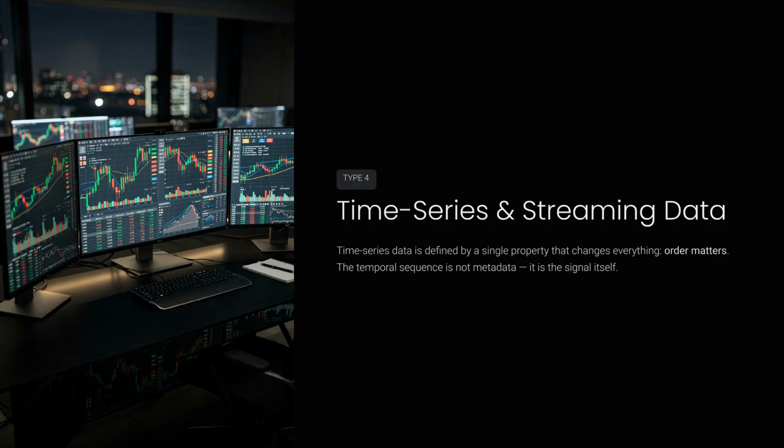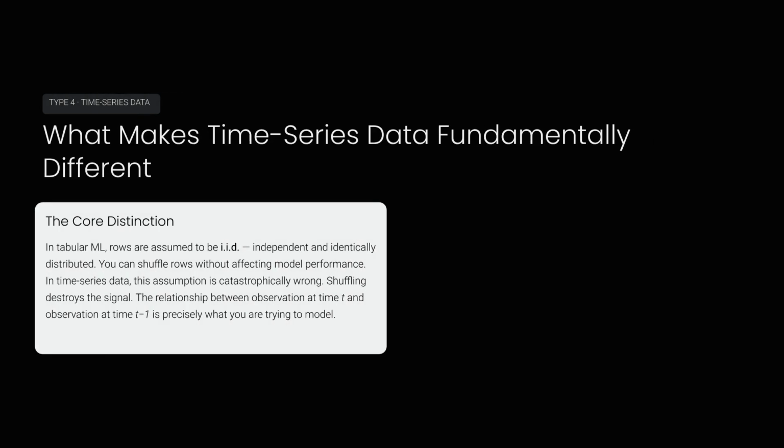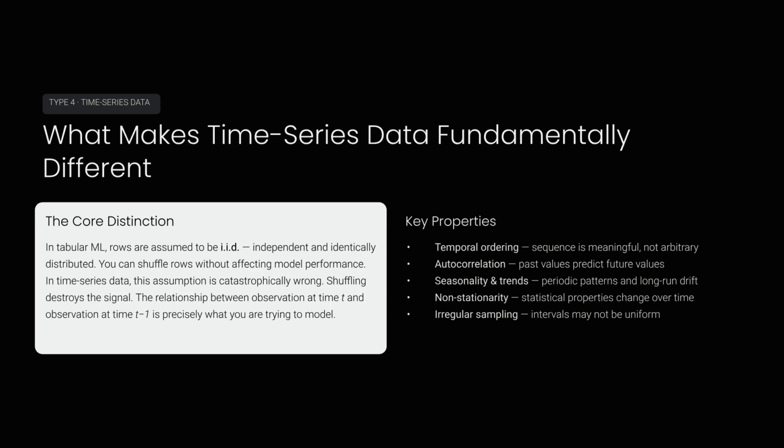This data is uniquely defined because order matters. The temporal sequence is the signal itself, not just metadata. Time series data is fundamentally different because shuffling destroys the signal. Key properties include temporal ordering, autocorrelation, seasonality, non-stationarity, and irregular sampling.